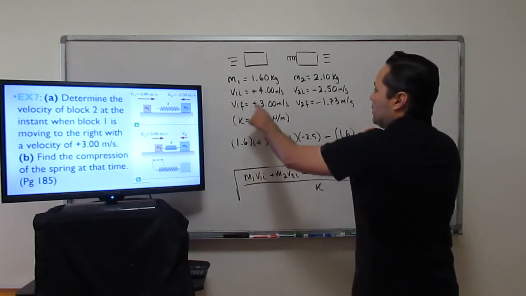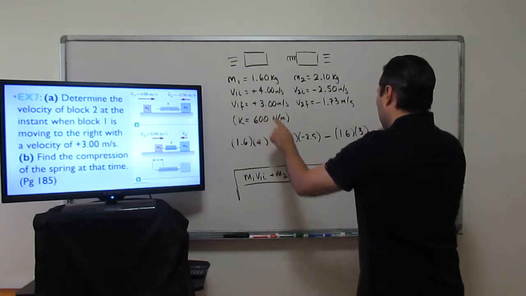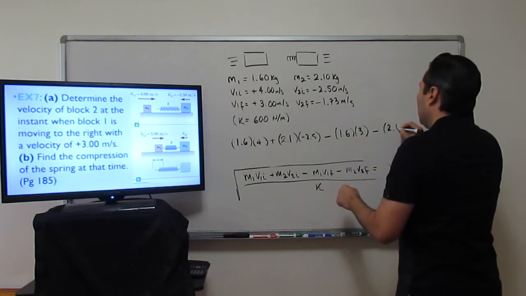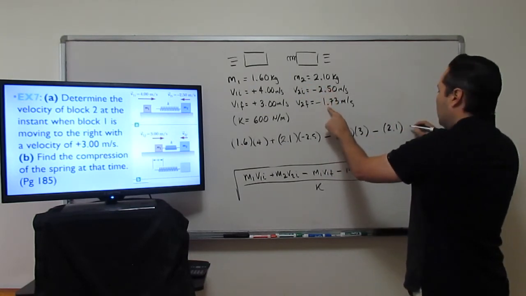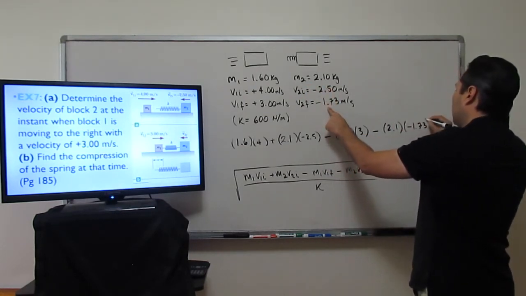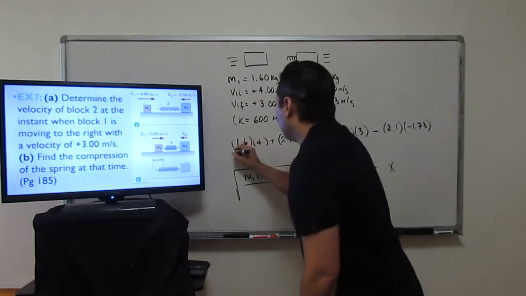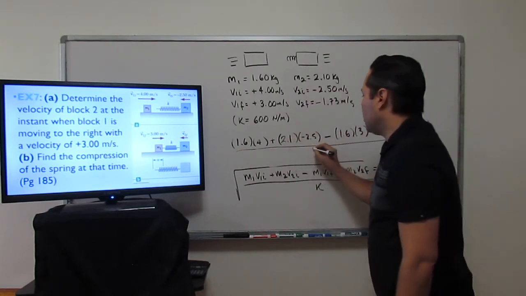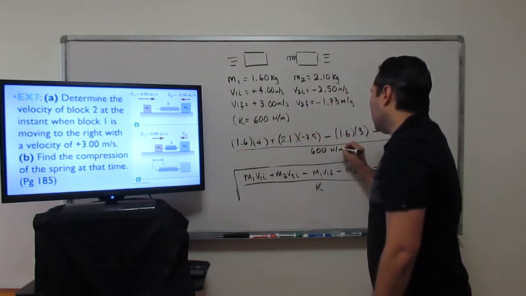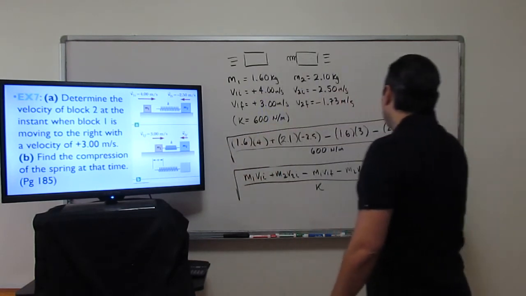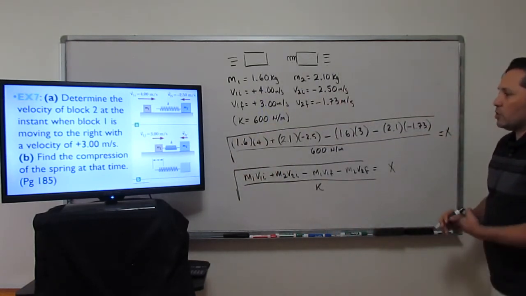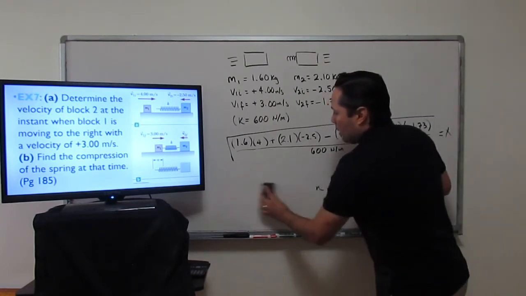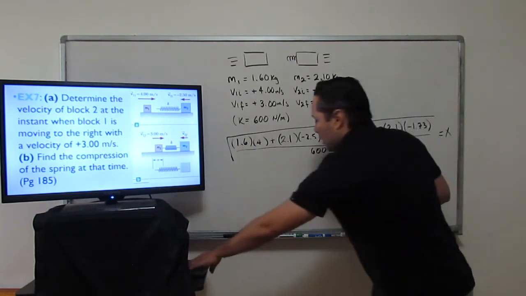1.6 multiplied times the final, which is 3 meters per second, minus m2 v2 final, m2 is 2.1 multiplied times the final velocity, negative 1.73. And all of this will be divided by k, which is a constant. The constant was 600 newtons per meter, and square root this whole thing, and that's going to give us the x, which is the amount of compression on the spring. From here we would just plug everything into your calculator and get the answer.